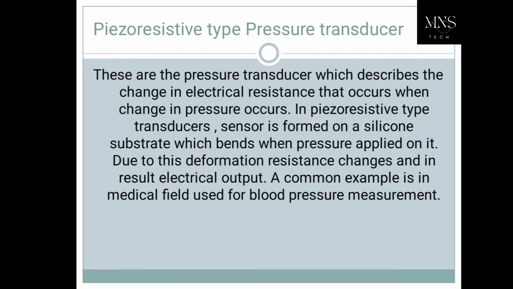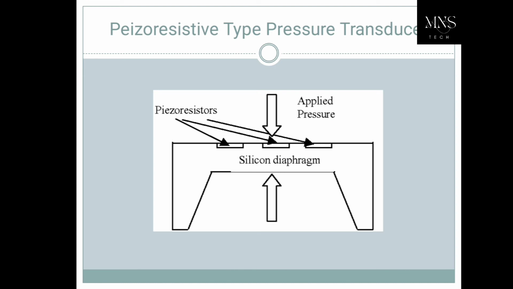Piezoresistive type pressure transducer. These are pressure transducers which describe the change in electrical resistance that occurs when a change in pressure occurs. In a piezoresistive type transducer, the sensor is formed on a silicon substrate which bends when pressure is applied on it. Due to this deformation, resistance changes and, as a result, the electrical output changes. A common example is in the medical field, used for blood pressure measurement. It is a diagram of a piezoresistive type pressure transducer.